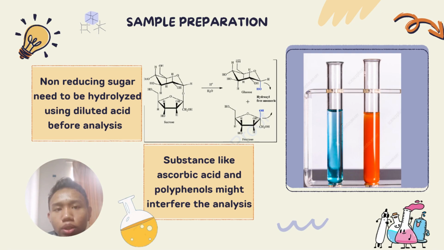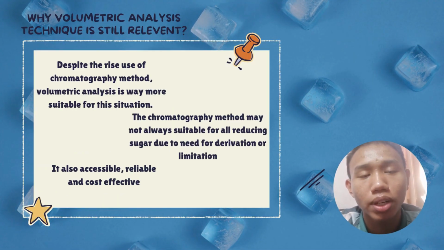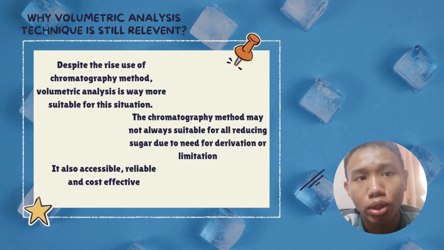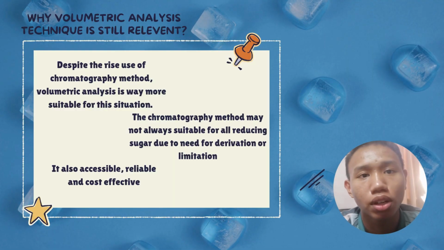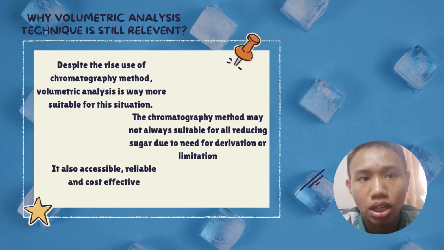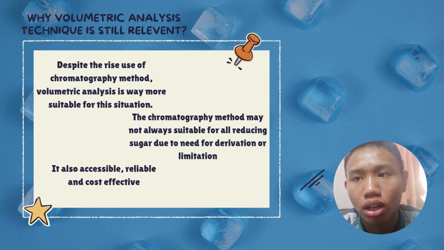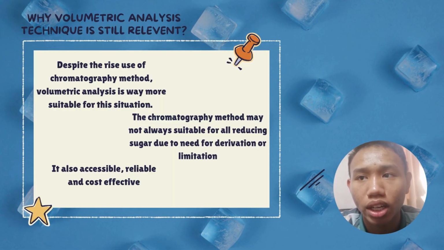The process should be carefully done because substances like ascorbic acid and polyphenol might interfere. Now I'm going to tell you guys the reason why volumetric analysis is still relevant to use. Despite the use of chromatographic methods, volumetric analysis is probably more suitable for this kind of situation, thanks to being accessible, reliable, and cost-effective, especially in a production environment that requires quick and frequent testing.